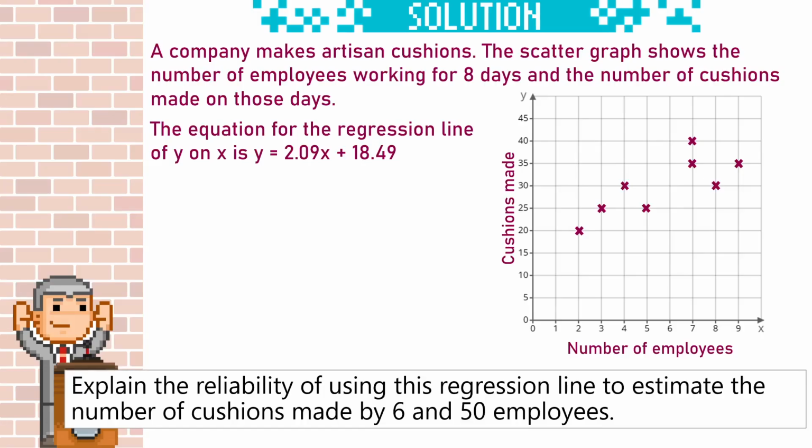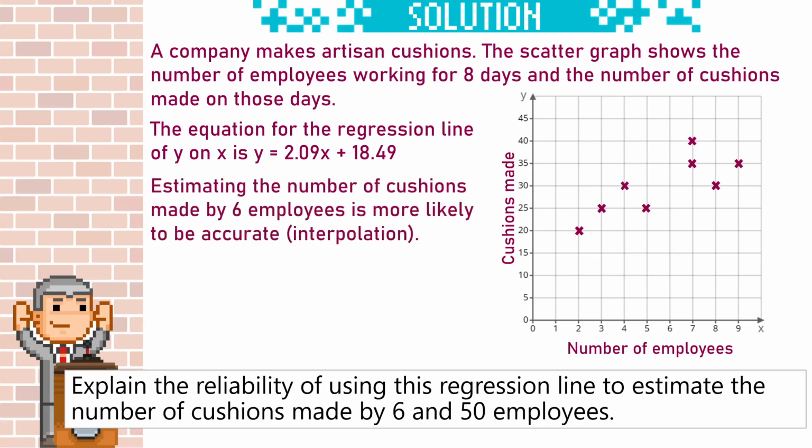In this question, we're asked to explain the reliability of using this regression line to estimate the number of cushions made by 6 and 50 employees. For 6 employees, if we look at our scatter graph, the 6 employees is well within the range of the data. We've got data for 2 people all the way up to 9 people. So 6 people is going to be more likely to be accurate. And we call this interpolation when it's within the range of the data.